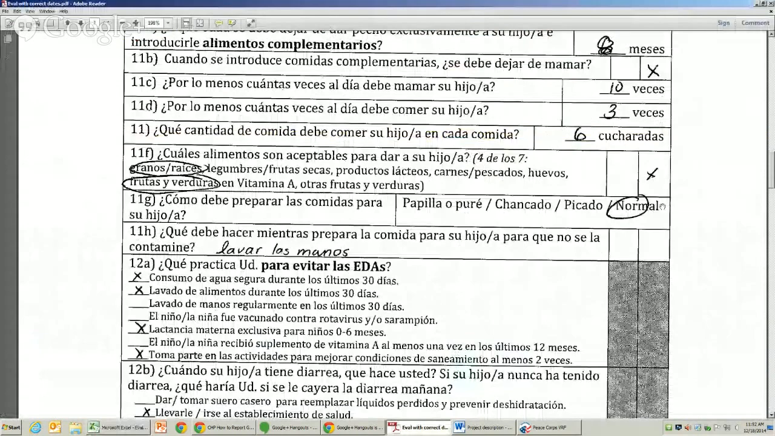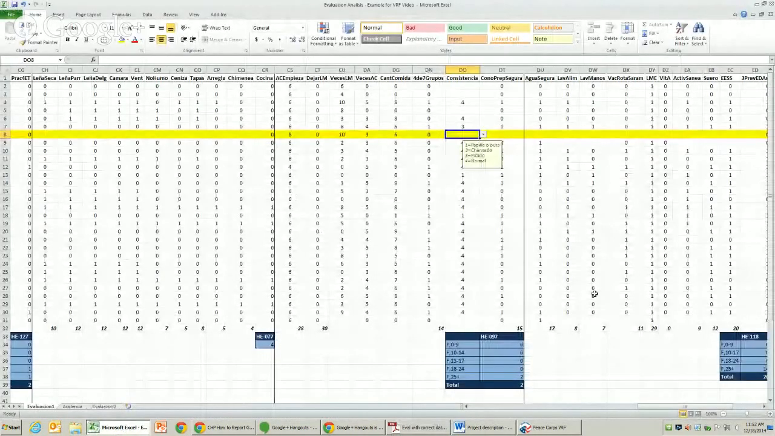They only said lavado de manos on the things that they should do while preparing food, and they should also mention that they need to wash their fruits and vegetables, like it says in the next question, and also might mention something about having a clean kitchen, having clean utensils, and that sort of thing. So that was a no. Normal and no.